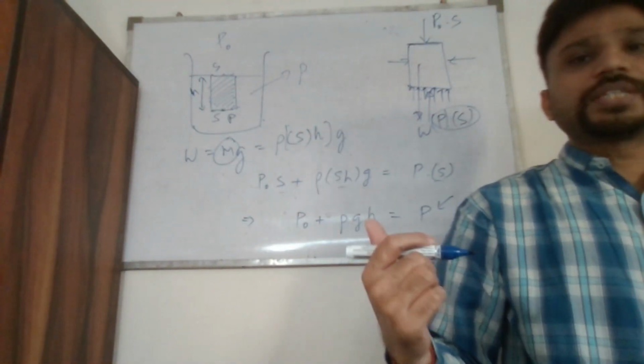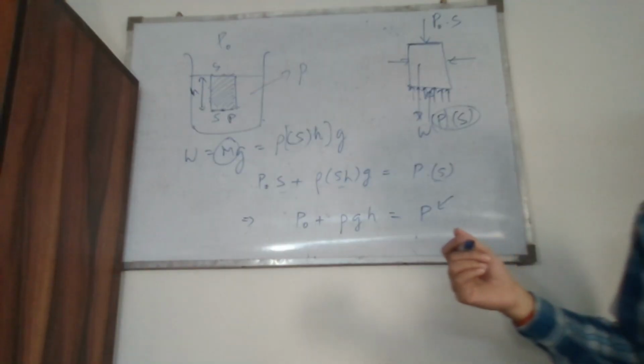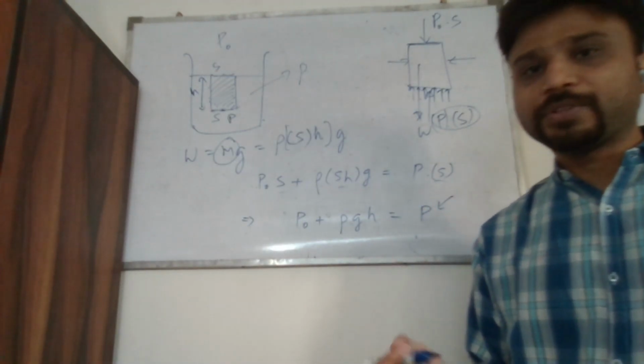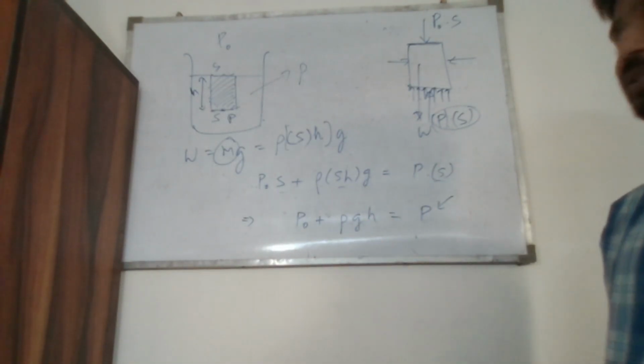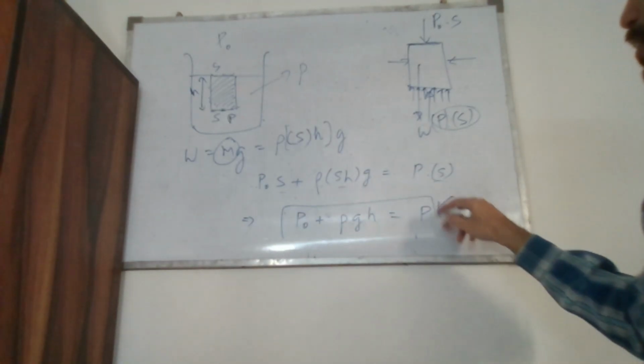So this is for fluids which are not accelerated. If a fluid is not accelerated, it will have this pressure. So this is the equation which we are looking for.